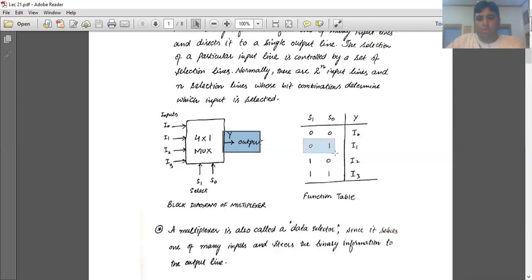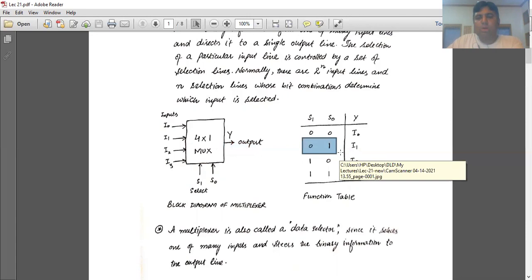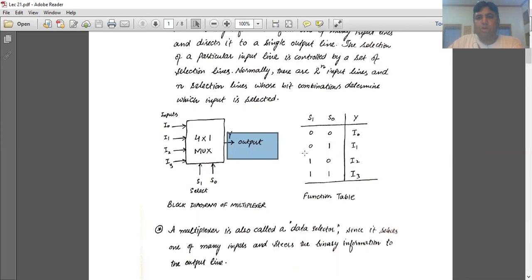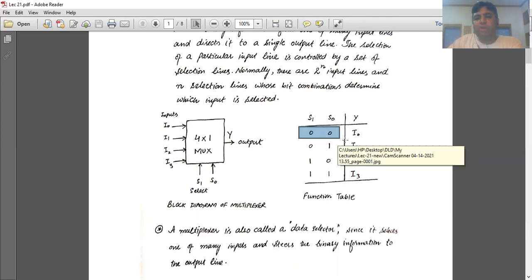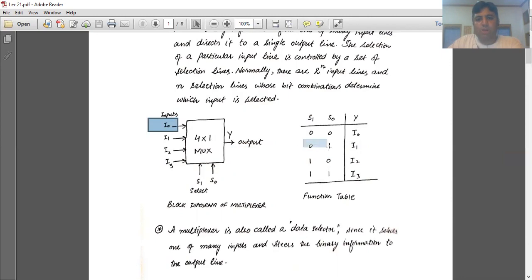When S1 is 0 and S0 is 1, then input I1 will be available at the output Y. Similarly, when S1 is 1 and S0 is 0, then input I2 will be available at the output Y. And when S1 is 1 and S0 is 1, then input I3 will be available at the output. So in general, 0 0 is the binary 0, so I0 will be selected. When 0 1 is the binary 1, then I1 will be selected.